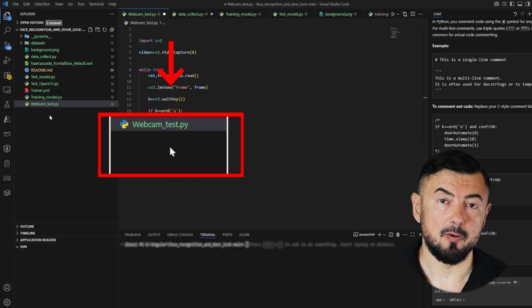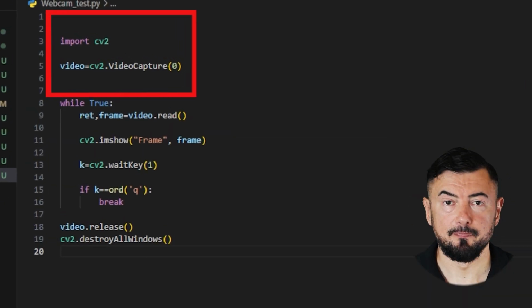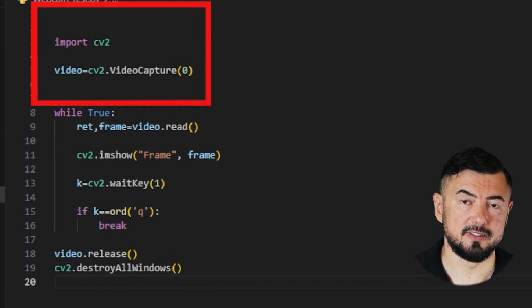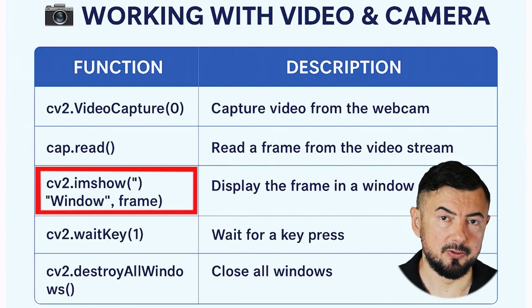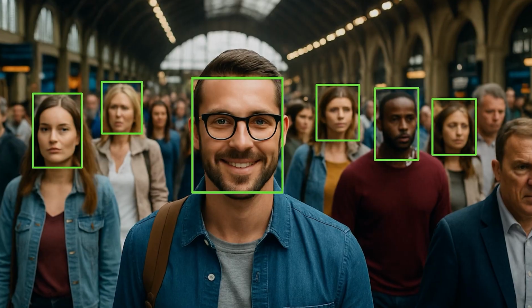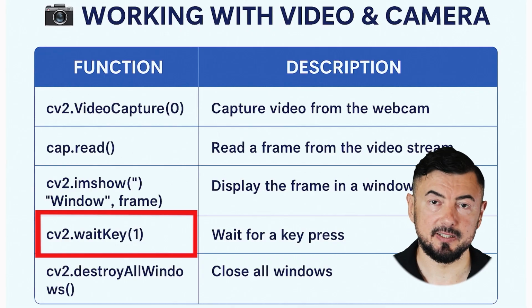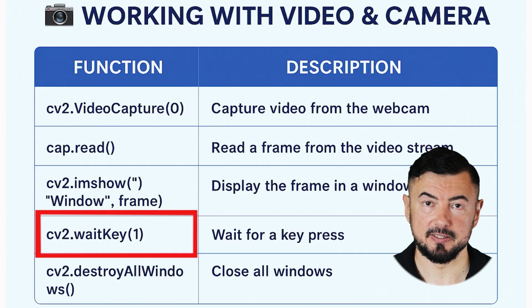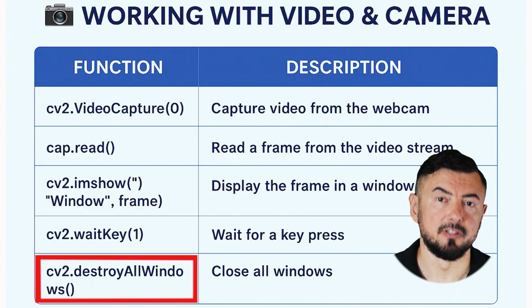The file is called webcam_test.py. Here's what happens. cv2.VideoCapture(0) opens the default webcam. cap.read reads one frame from the stream. cv2.imshow shows that frame on screen. Drawing rectangles around faces, that's just a classic way to prototype detection. cv2.waitKey waits for any key press. cv2.destroyAllWindows closes all OpenCV windows.